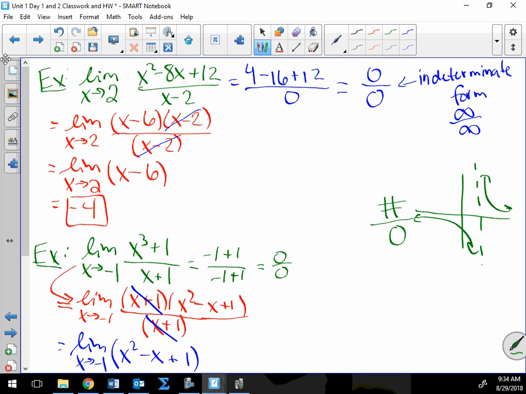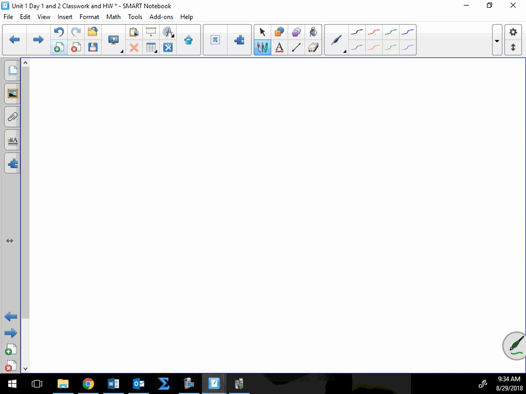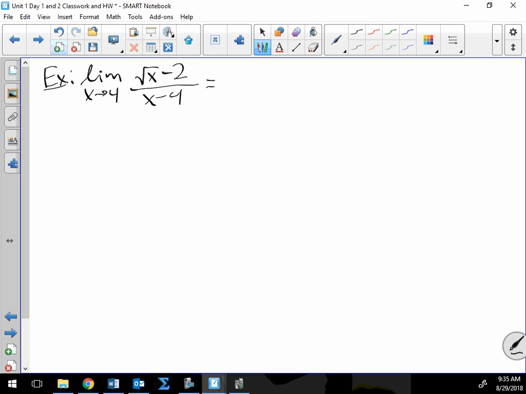Alright, let's just see if you remember what to do with this. If we don't get all the way through it, that's fine. We'll pick up with it next time. But let's take a look at this example. The limit as x approaches 4 of the square root of x minus 2 over x minus 4.